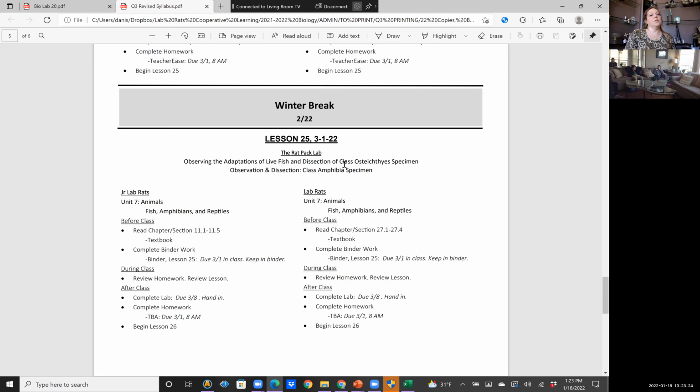So we're going to observe a fish, we're just going to watch it. We have some live fish. We're going to watch them. We're going to have little goldfish, and that's it. They're just going to be there, and you're going to stare at them and watch what they do and observe their fins and whatever. And then we have perch that we will dissect, and we have frogs.